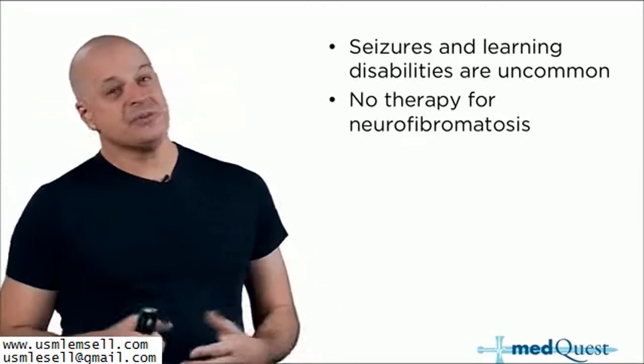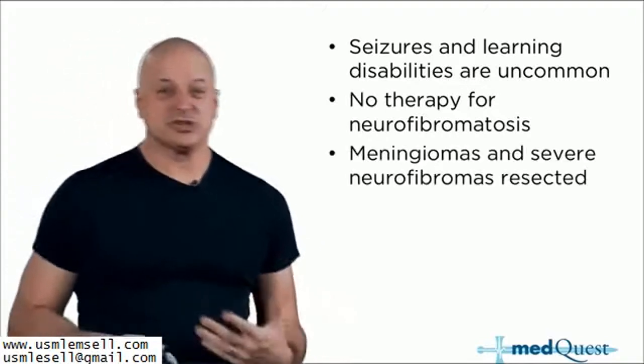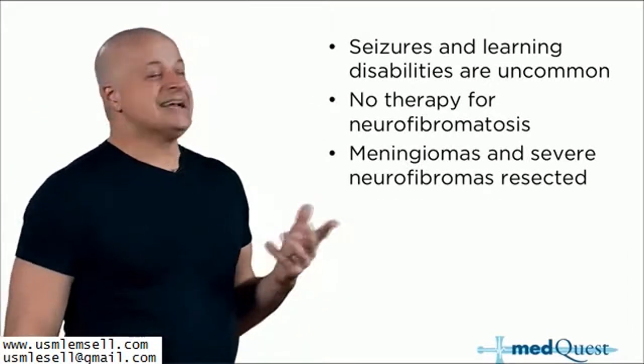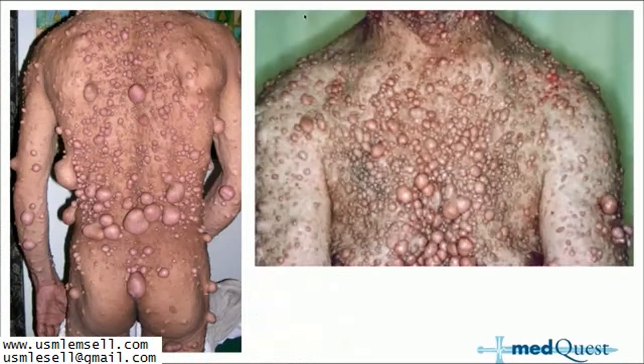Now, there's ultimately no therapy for neurofibromatosis. The skin lesions are really terrible visually, and there's really not much to do about it. For instance, you can't do medical therapy for this person. You can try and remove them cosmetically, but these are all neurofibromas. They're flesh-colored, skin-colored, soft, squishy.